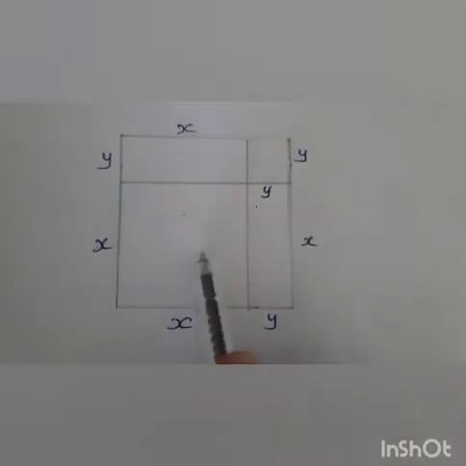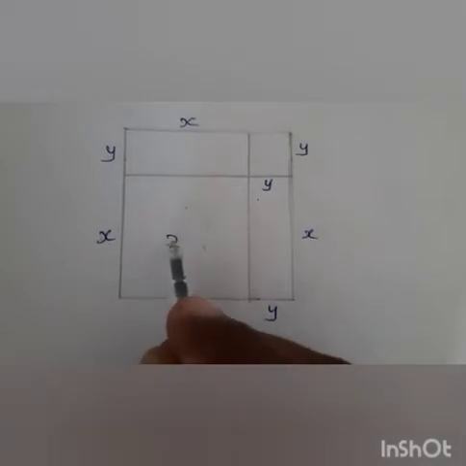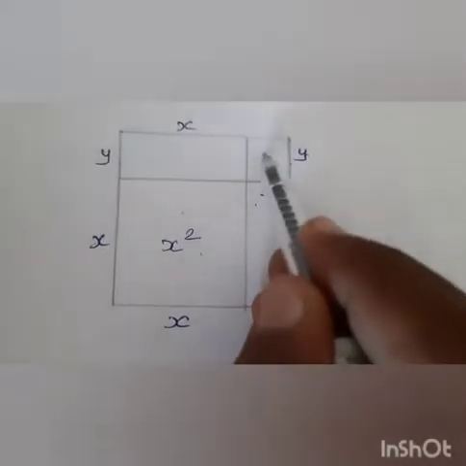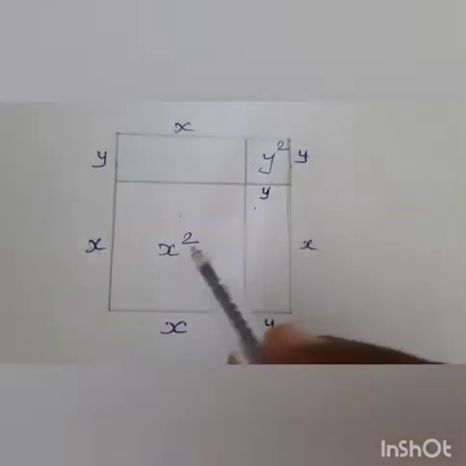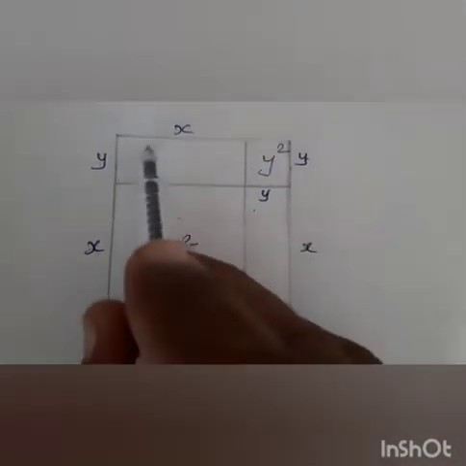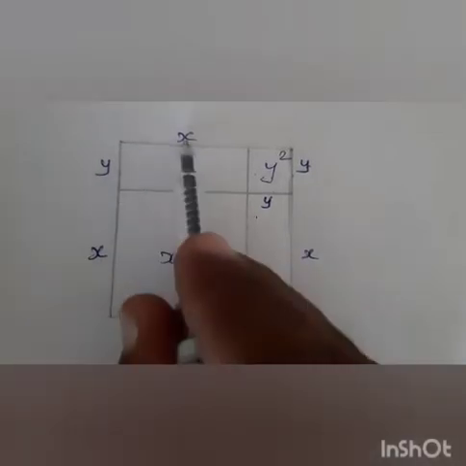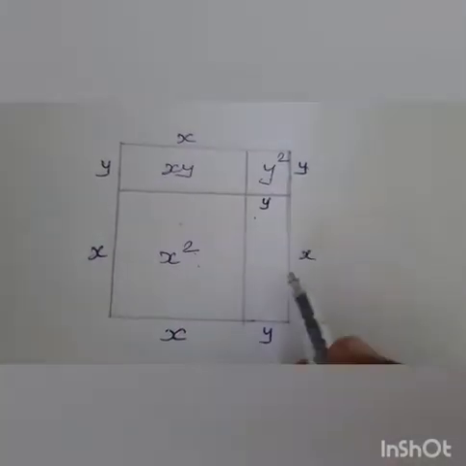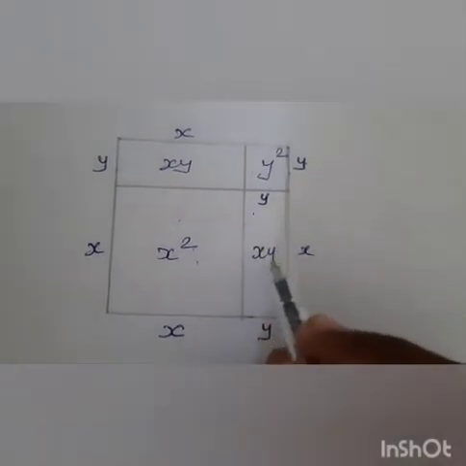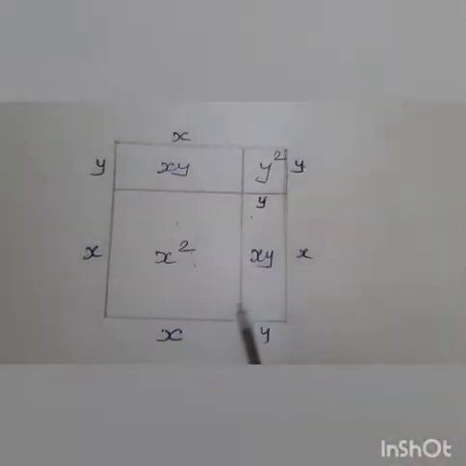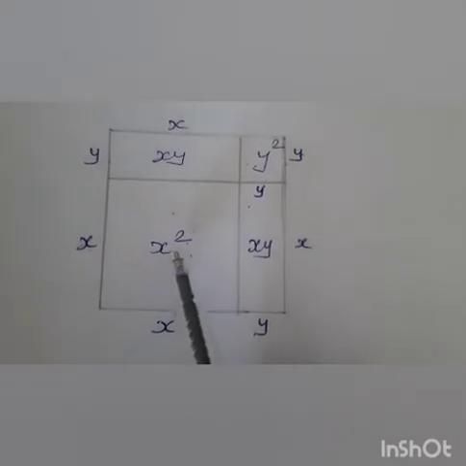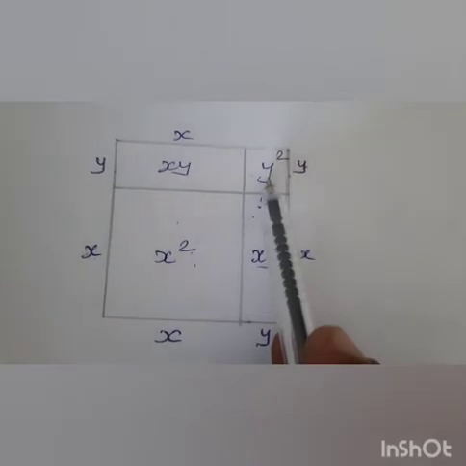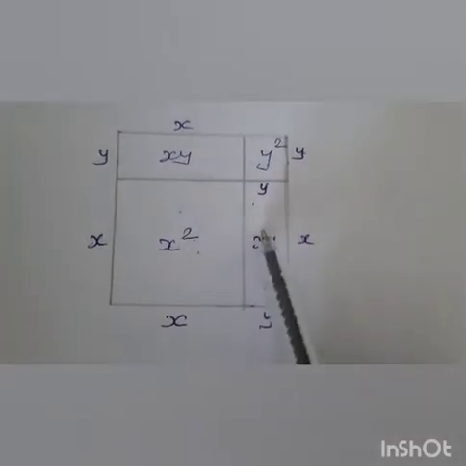What is the area of this square? X into x, that is x square. Then the area of this square, y into y, it is y square. Here the area is x square. Here you are getting a rectangle. What is the area of a rectangle? Length into breadth. So x into y. Here x into y. So the total area of the square is equal to, we are splitting it into x square plus y square, areas of two smaller squares, then areas of two rectangles.